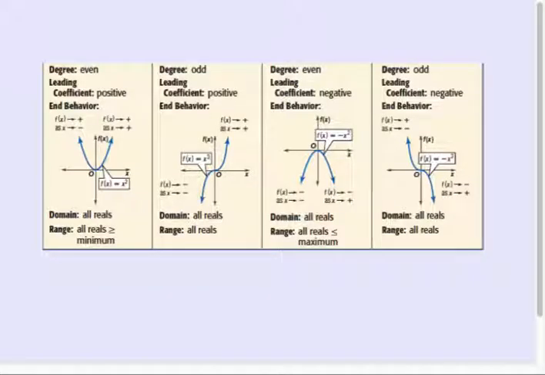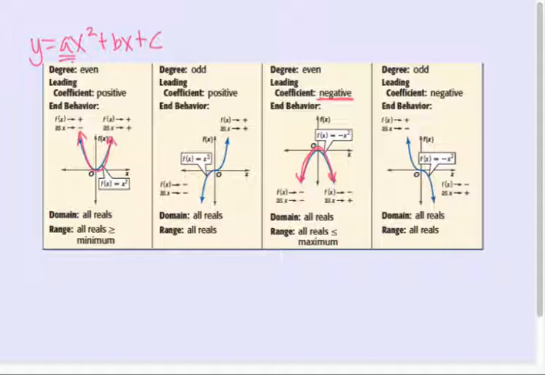So we have a degree of 2. This is an even function. It tells me my leading coefficient is positive. We've looked at this before. If this a is positive, we know it's opening up. If a is negative, we know it's opening down. Same thing with the odd example that they give us.